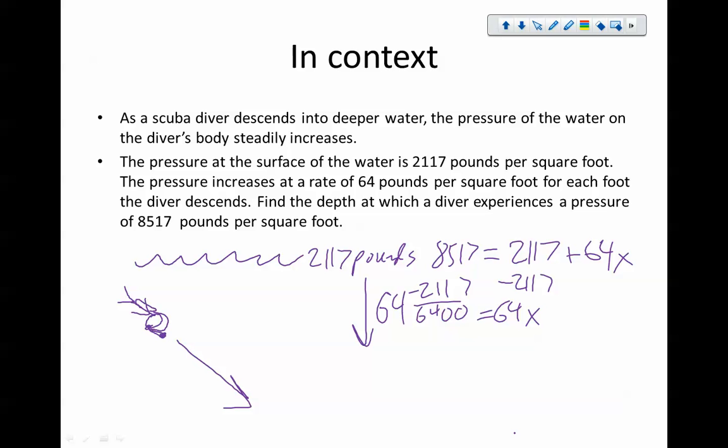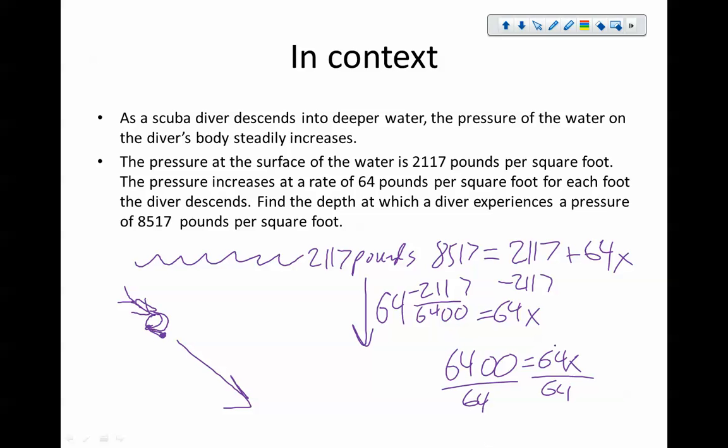Oh man, look at how nice these numbers came out, right? 6,400 equals 64x. It's almost like somebody planned out these numbers so that they would work out ideally, so we didn't have to use a calculator. I'm not saying that somebody did. Maybe it's just divine mathematical intervention. But, you know, probably not.